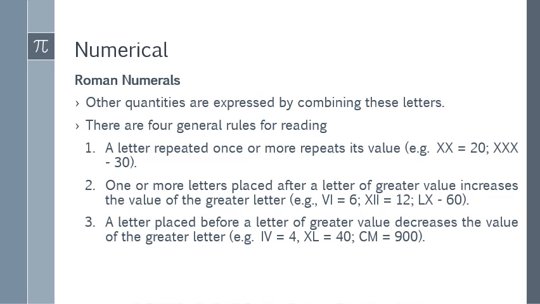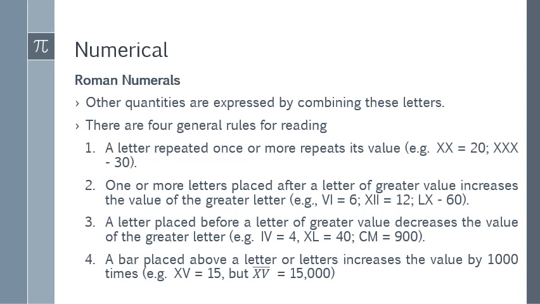The next example is XL. Now X is smaller than L, X represents 10 and L represents 50. So if we minus 10 from 50, the resultant value will be 40. So XL is representing 40. The next example is CM. Now here the M represents 1000 and C represents 100. As C is a smaller value, it will be deducted from the larger value and the resultant value will be 900.